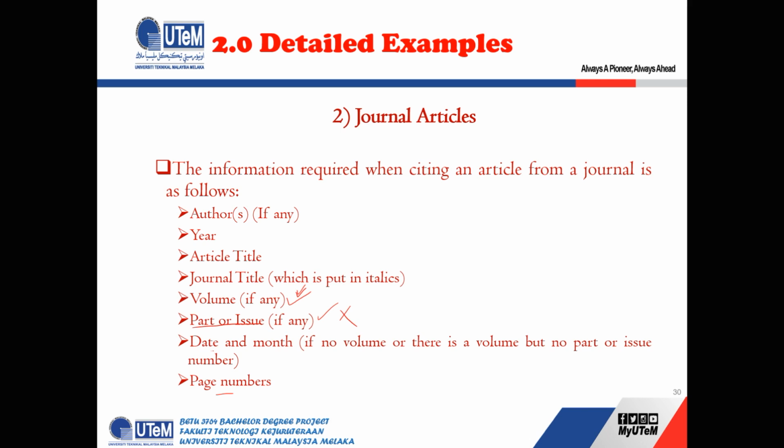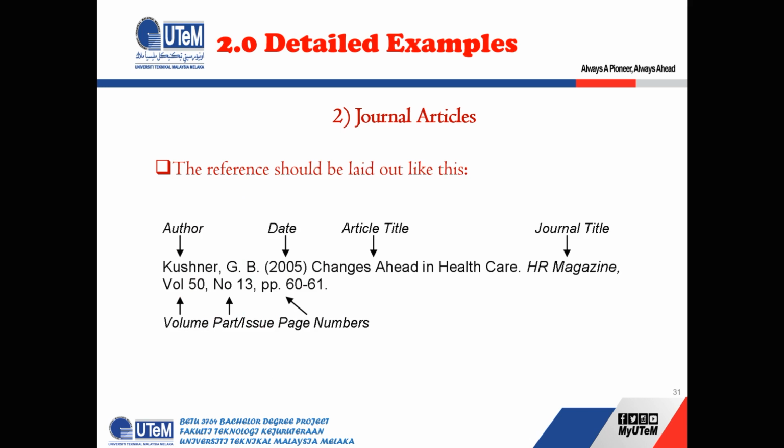Let's say the journal starts from page number 1 until page number 200. So we have to highlight this article is, let's say, from page number 55 until page number 65, like that. Okay, so the example: we have the author's name here, Kushner GB, the date, the title of the article, the journal title. So this is the name of the journal, and this is, inside that journal, the title of the article. So both of them are different, so you have to give both of them.